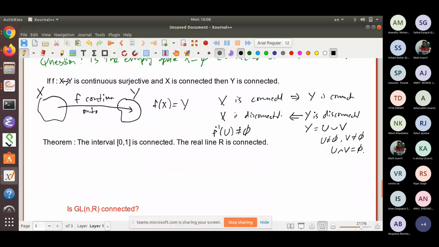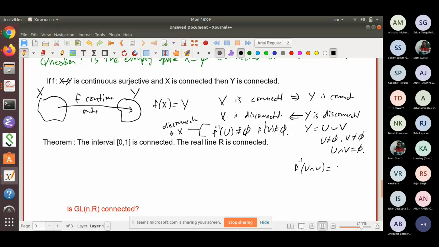Because this is onto, U has some point in it. So there's some point in X which maps to it. Therefore, this is non-empty. f inverse V is non-empty. And this is a disconnection of X. Because their intersection, you're going to have that f inverse of U intersection V.